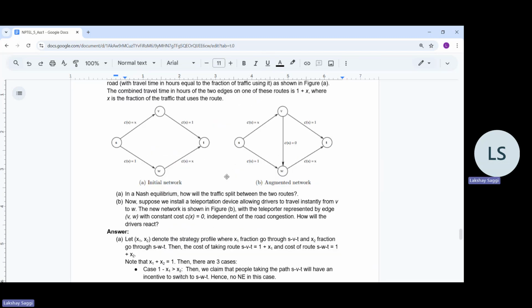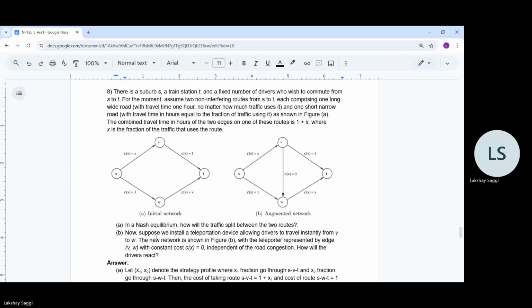What we do is, in the B part, we install a teleportation device allowing drivers to travel instantly from V to W. We see that there is some traffic on the road, and this path will take 1.5 hours. So everyone is taking 90 minutes in this case. 1.5 hours is equal to 90 minutes. But suppose the government decides, okay, maybe 90 minutes is a bit too much.